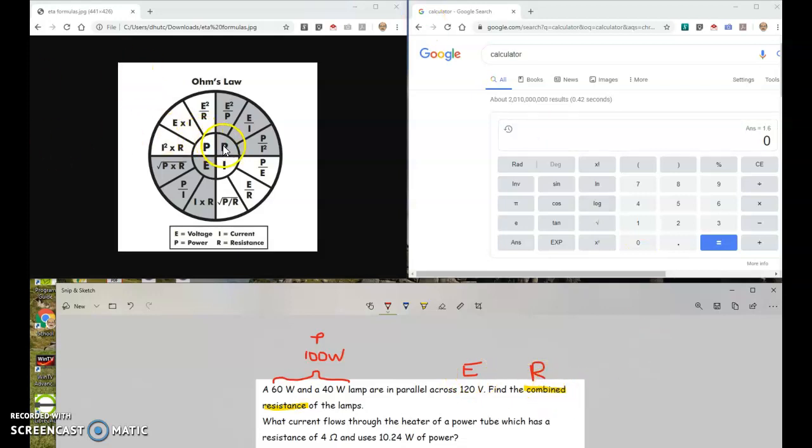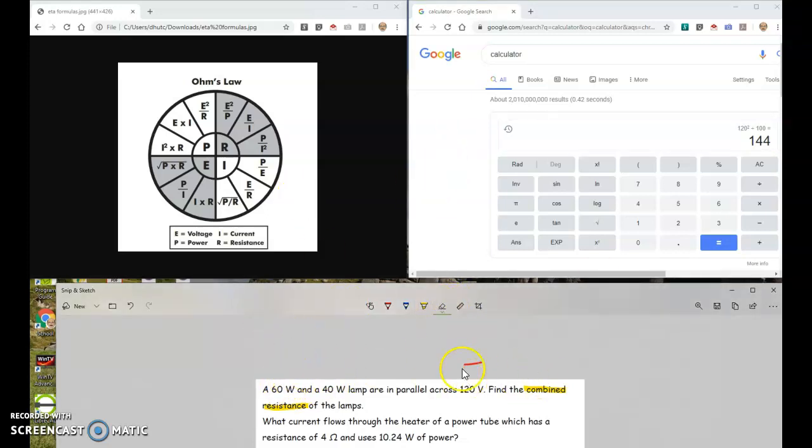Going to the formula wheel for R, we see that it is the square root, it's E squared divided by P. So 120 squared divided by 100, and that is 144. And since we're finding resistance, that's 144 ohms, or 144 Control-Shift-U 03A9. Press the enter key, you'll get the ohm symbol, and that's 144 ohms. All right, let's clear this one away.